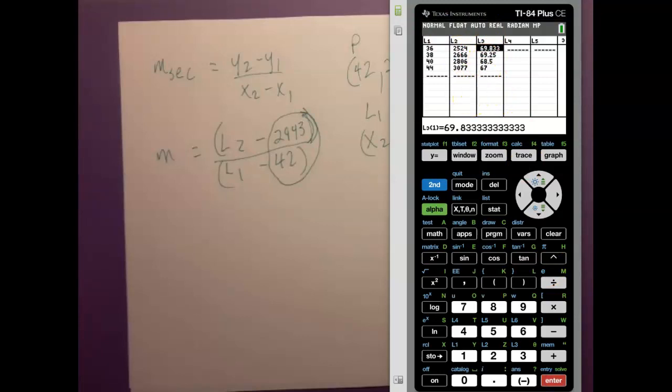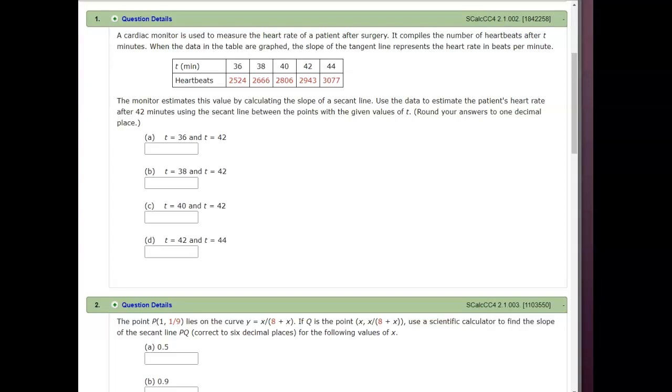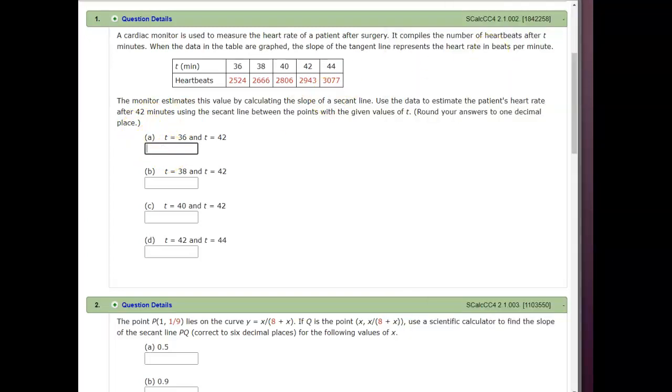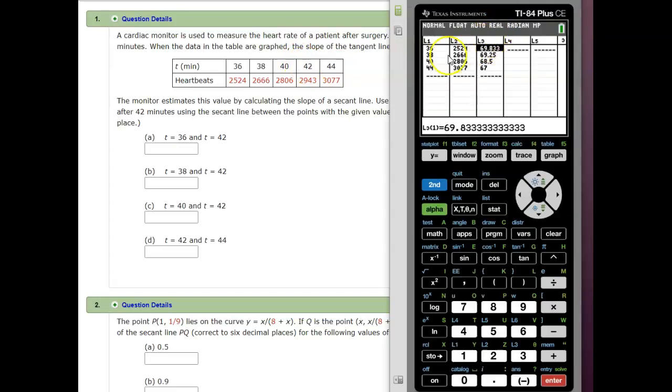So I can go back to WebAssign and put these numbers in one at a time. So between 36 and 42 is already in there because we put it in the formula. So that'd be the 29.833.